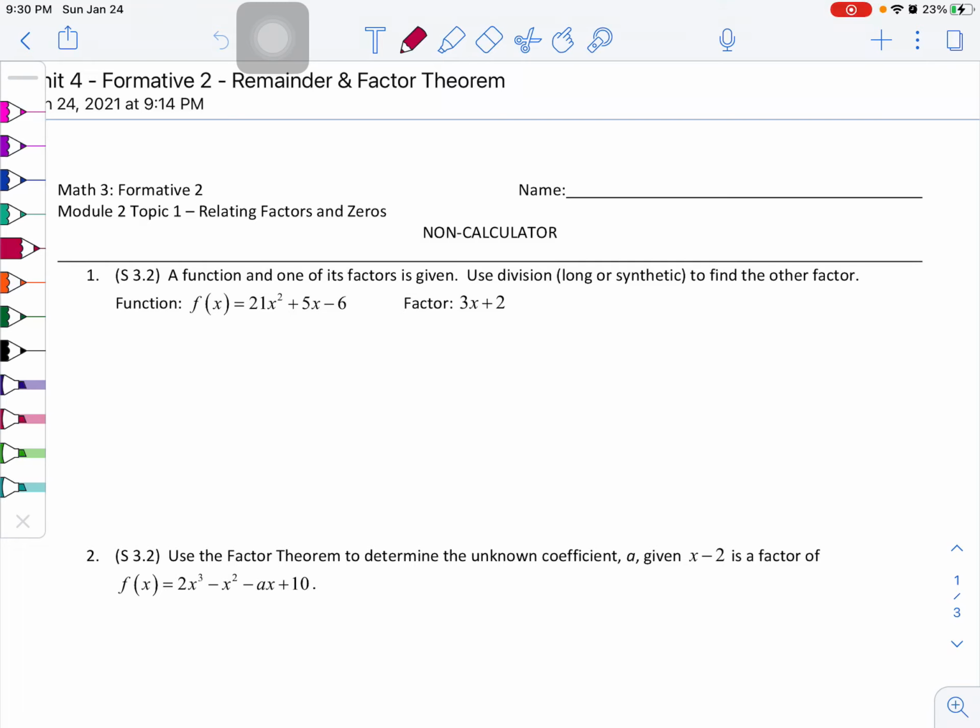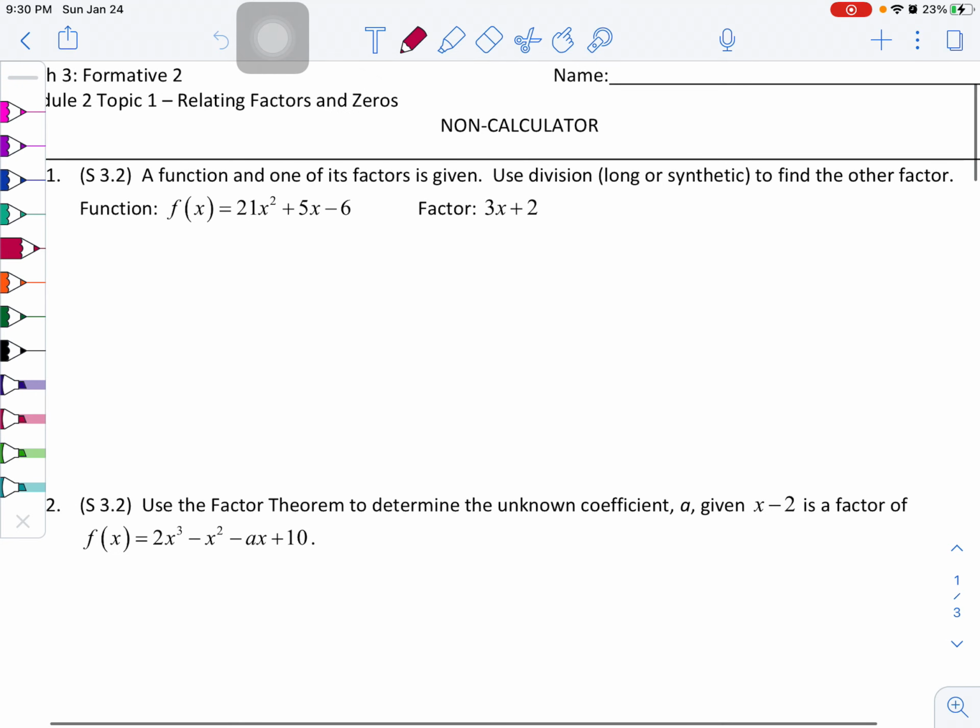All right, this is going to be the video to go through the problems on formative number 2 about the remainder and factor theorem. All right, so jumping right into problem number 1. A function and one of its factors is given. Use division, long or synthetic, to find the other factor.